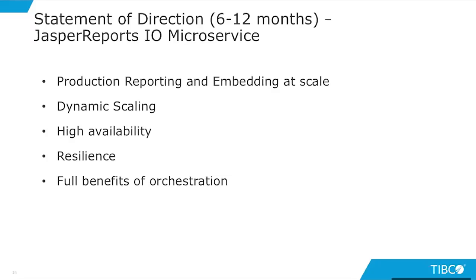Well, the architecture is going to be a bit different because it's going to create the capabilities for real scale, embedding at big scale, dynamic scaling, high availability, resilience, and to connect into an orchestration layer. So this means as the number of requests for visualizations or reports come in, you'll be able to dynamically scale the number of containers, in this case, running JRIO. Those containers will all have some kind of shared cache or persistence so that if one container goes down, another container takes over for it immediately. And that's very, very powerful.